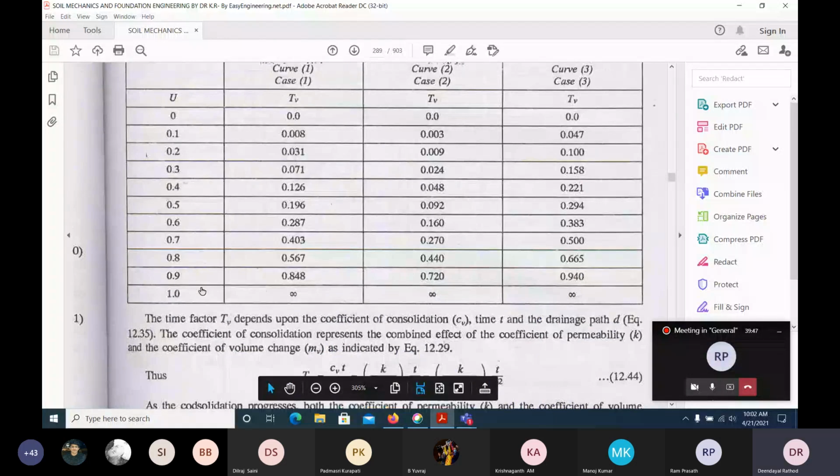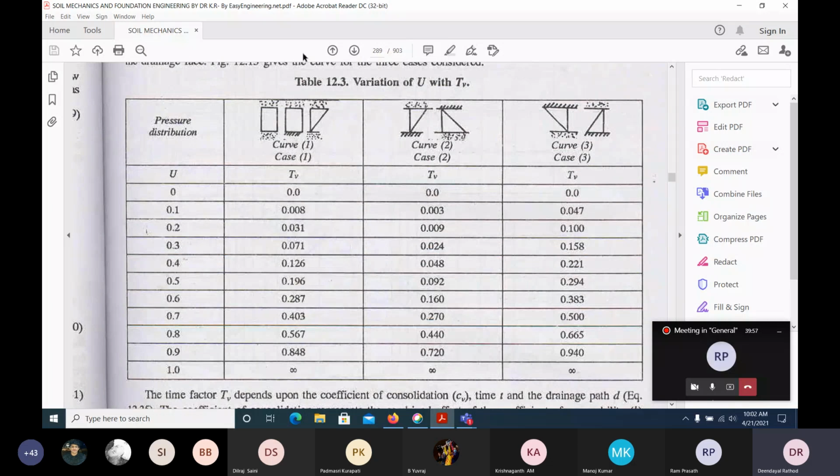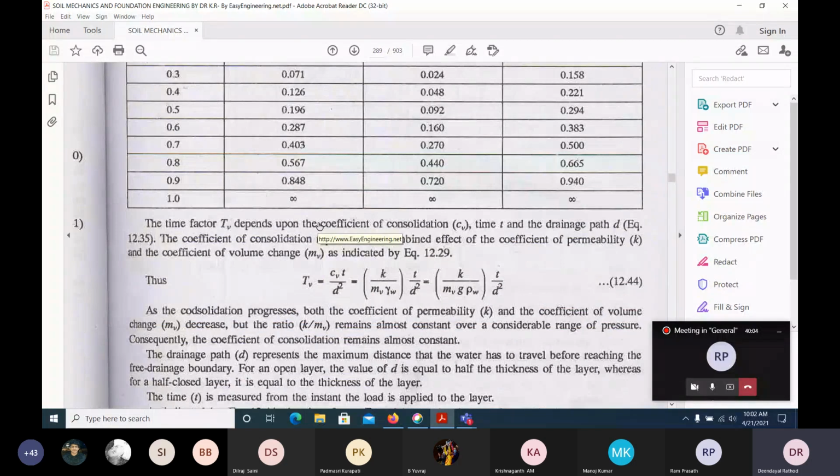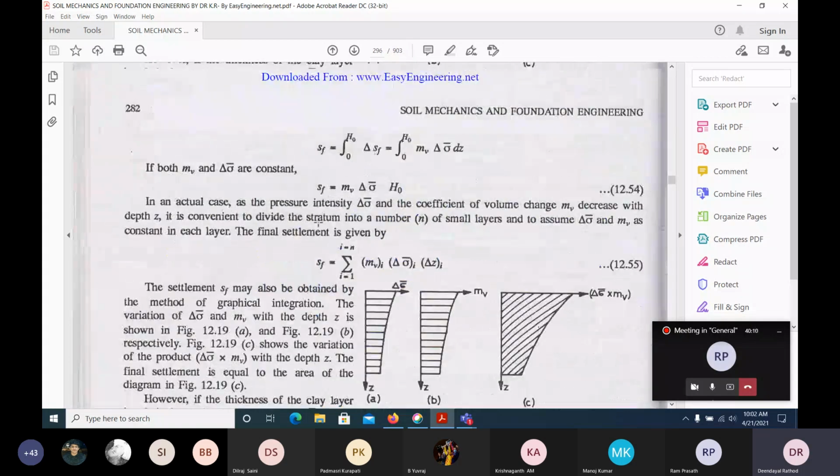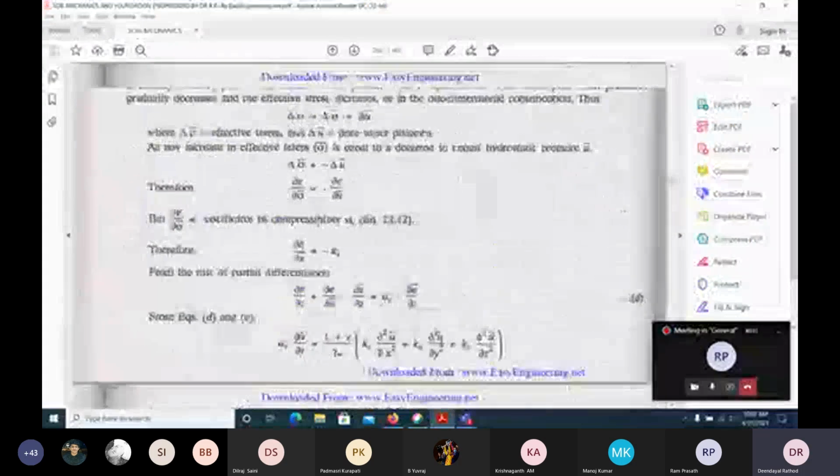Yeah, for this one, for 80%, it is 0.567. Okay, here what is given: these are the cases where the soil is impervious on the other side, and so on. So TV is given. Likewise, we have to find out.